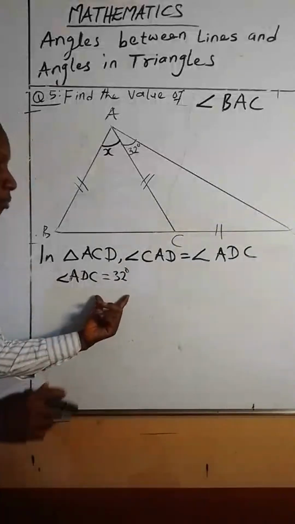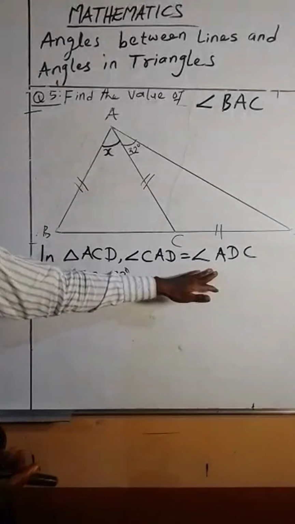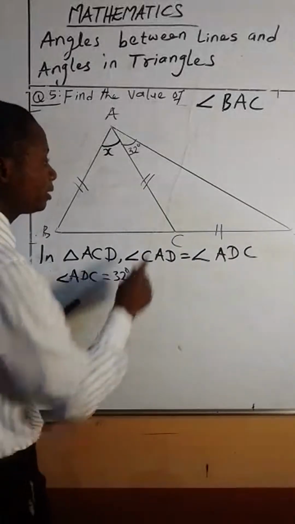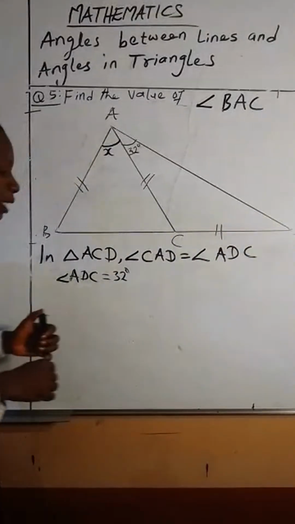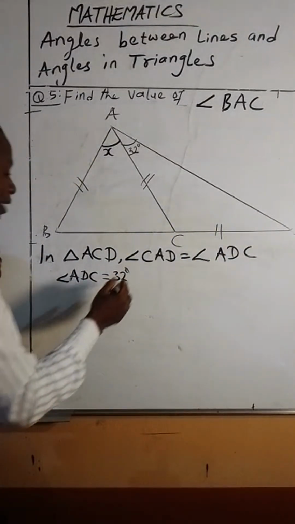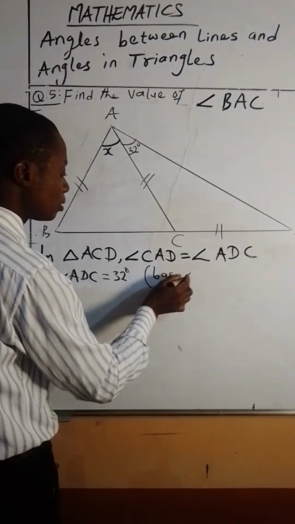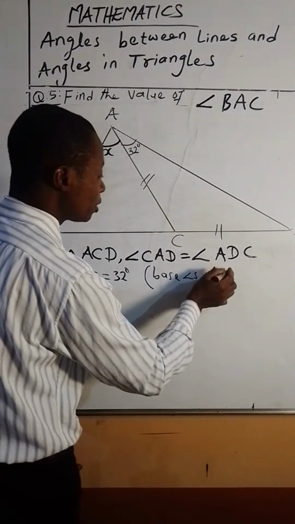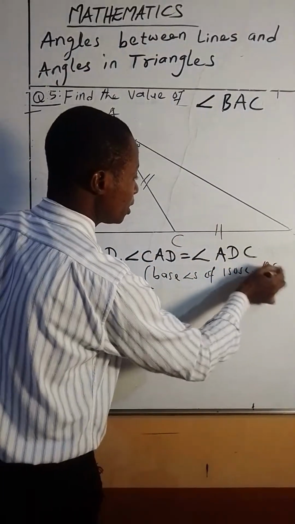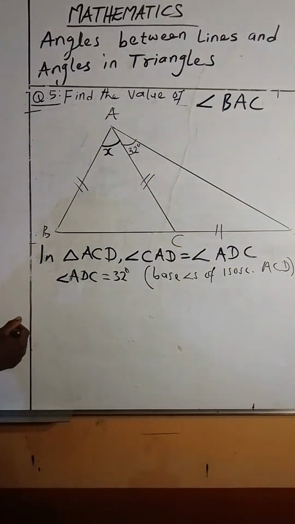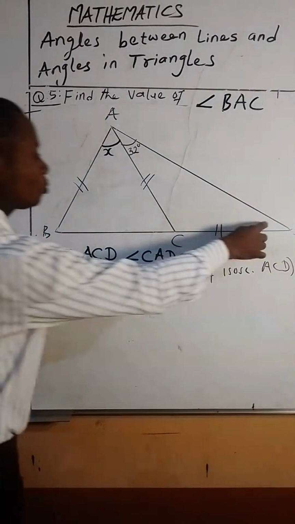What is the reason? Let's check out the reason. I'm sure we understand the reason why they are equal. The reason is because they are base angles of isosceles triangle. That's what we are going to write: base angles of isosceles triangle ACD. This triangle is isosceles. So these two are equal.